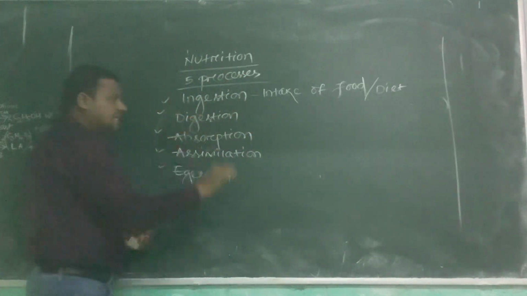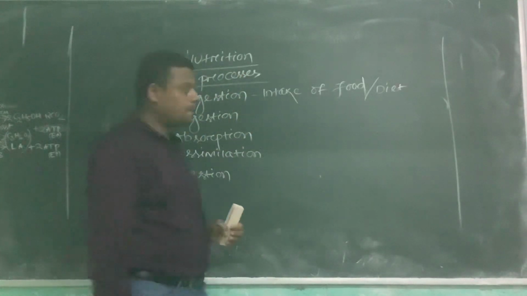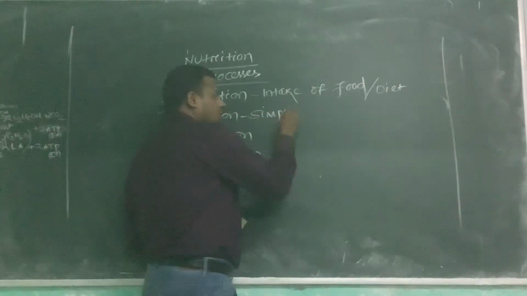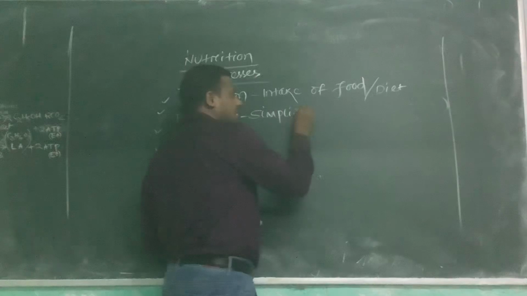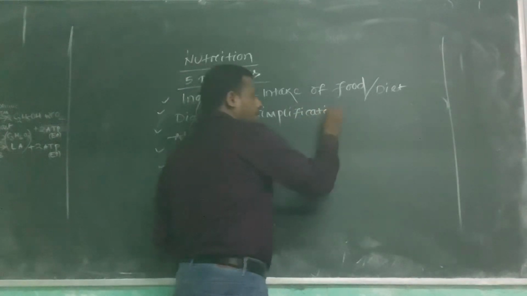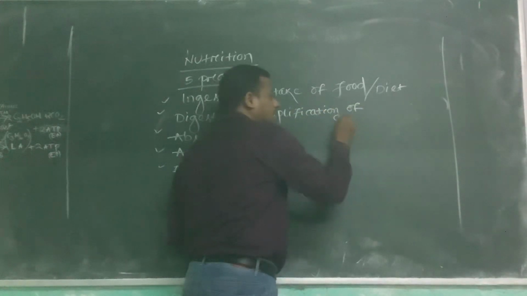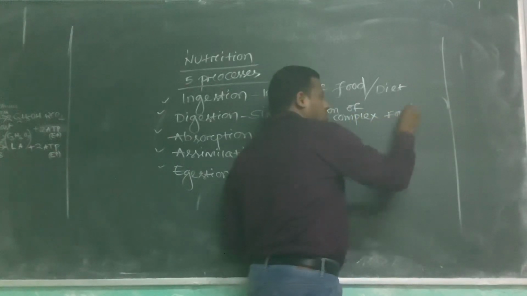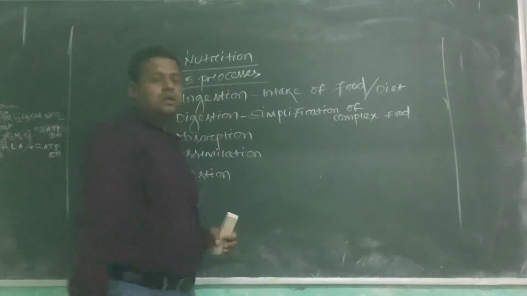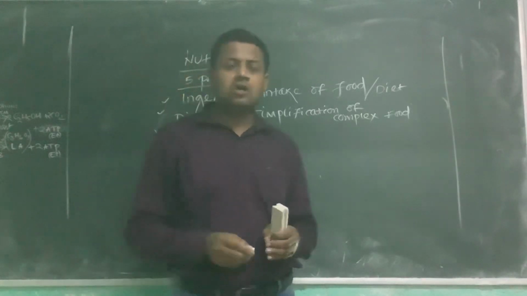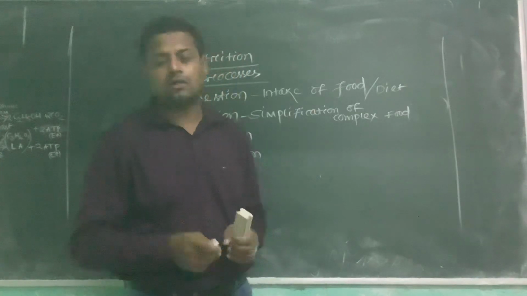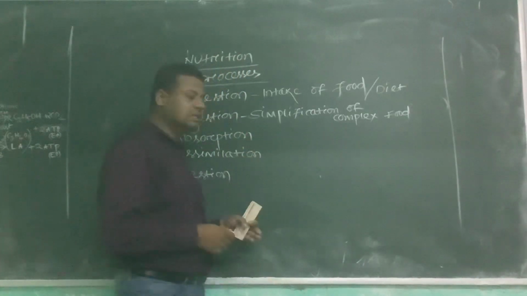The next process is digestion. Digestion means the simplification of complex food. That is the simplification of complex food, which is called digestion.